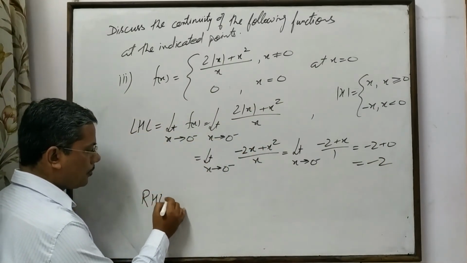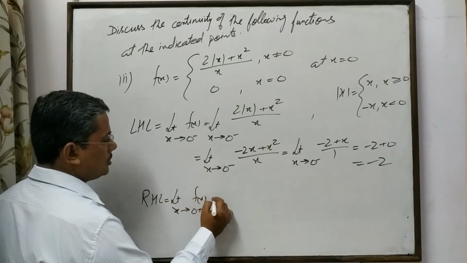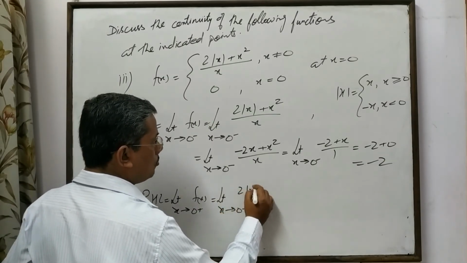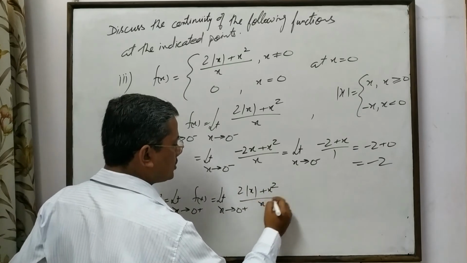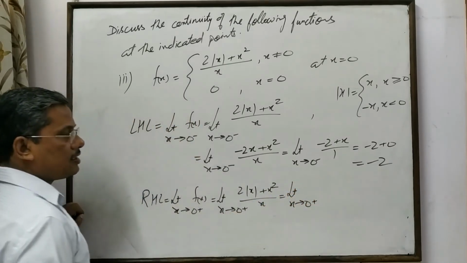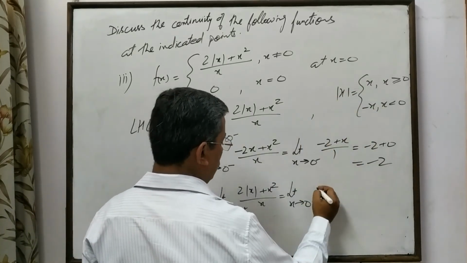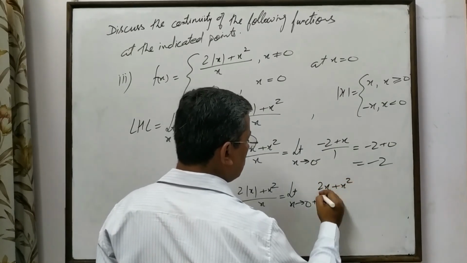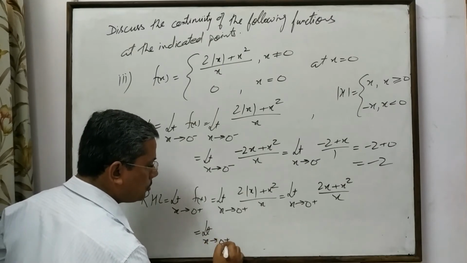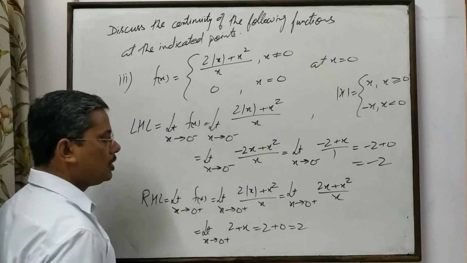Right hand limit, limit x tends to 0 positive of f of x. This is limit x tends to 0 positive of 2 times mod x plus x square upon x. Now when x is greater than 0, that is 0 plus something, mod x is equal to x. So 2x plus x square upon x. This is limit x tends to 0 positive of 2 plus x, which is equal to 2 plus 0, which is equal to 2.